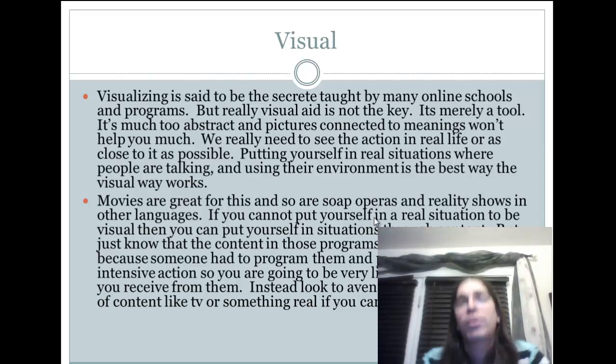Now, why don't these companies that are supposed to be teaching people languages have this content? Well, look at how much it costs to make a movie. Look at how much it costs to make a soap opera or any kind of content like that. There's just simply not enough money for these companies to give you this kind of content. So you need to seek it out yourself and put yourself in this situation where you're going to visually see this language played out.